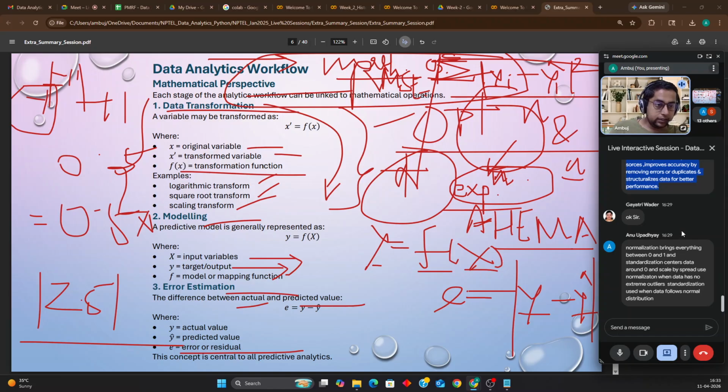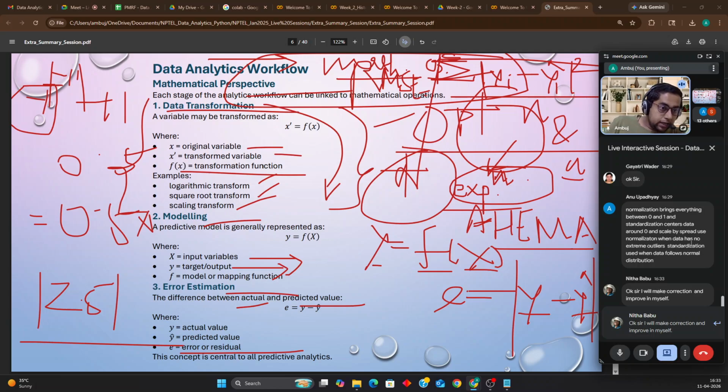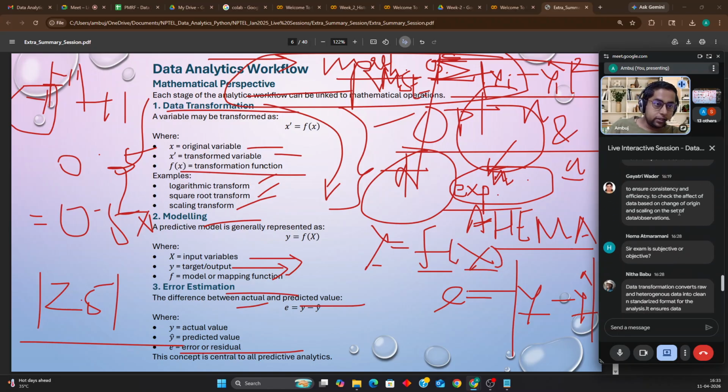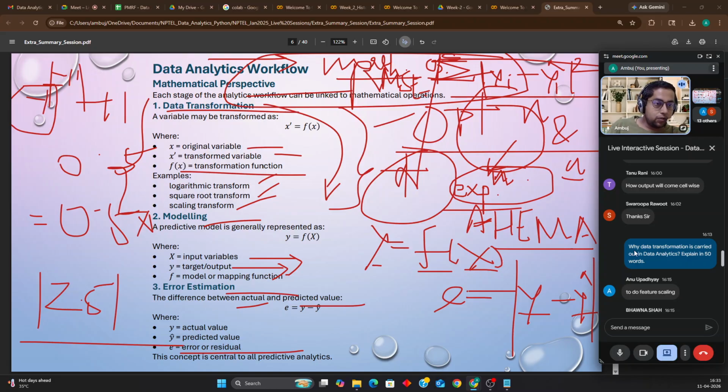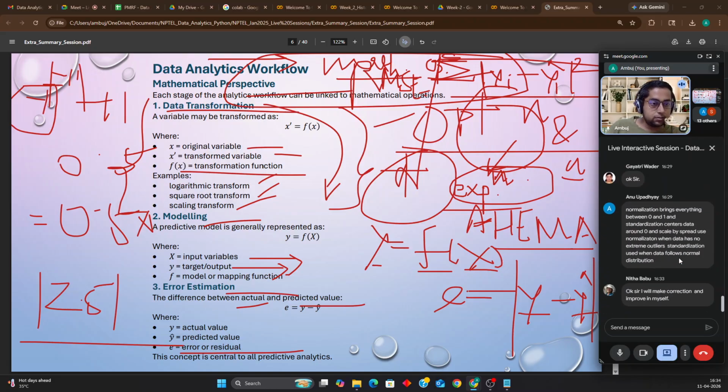Then Anu Upadhyay has written that normalization brings everything between 0 and 1. Standardization centers data around 0 and scales by spread. Use normalization when data has no extreme outliers. Standardization is used when data follows normal distribution. Everything you have written, but you have not written what I have asked. I have asked this particular question, why data transformation is carried out in data analytics, but you have covered everything, but not the standard answer.